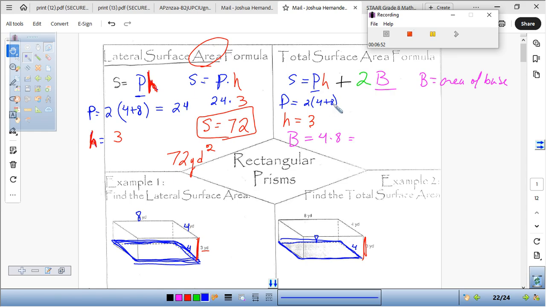Let me just put all the numbers there. 4 plus 8 is 12. 12 times 2 is 24. And then 3 is just 3. 4 times 8 is 32.